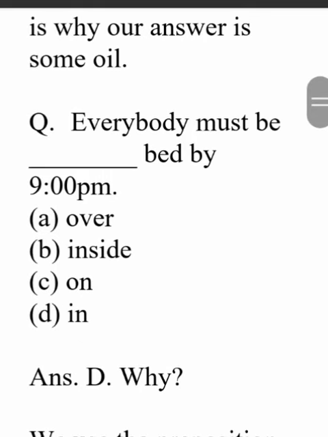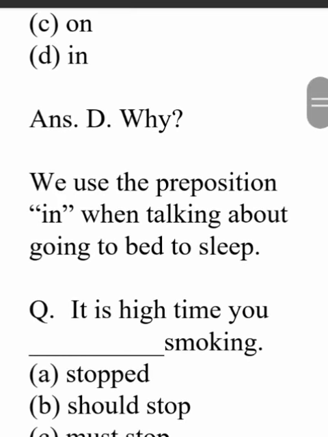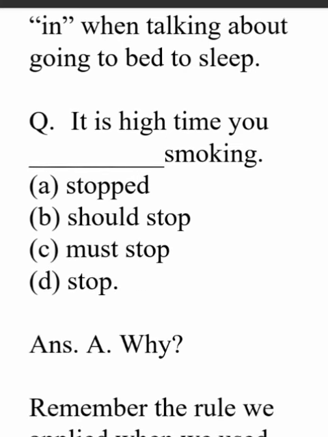Question: everybody must be dash bed by 9 p.m. A. Over. B. Inside. C. On. D. In. Answer: D. Why? We use the preposition in when talking about going to bed to sleep.